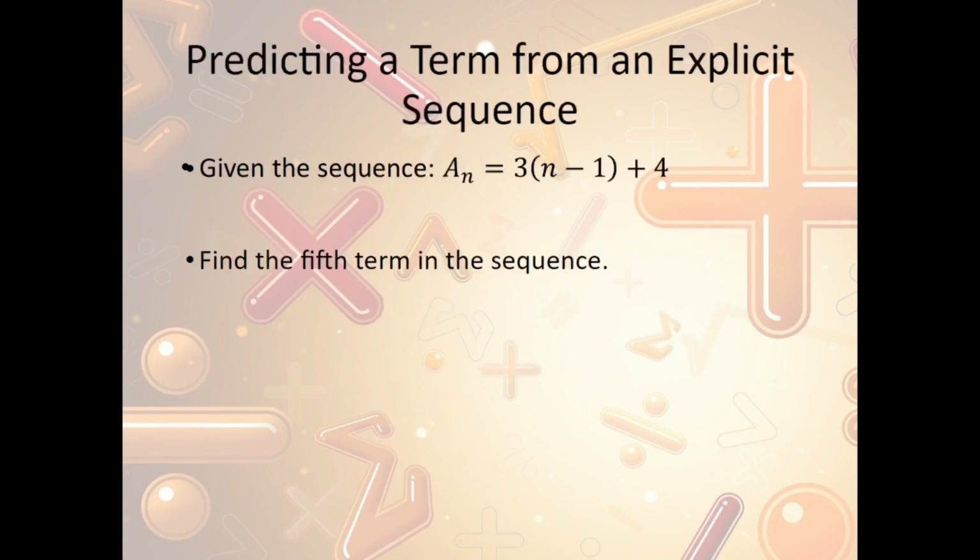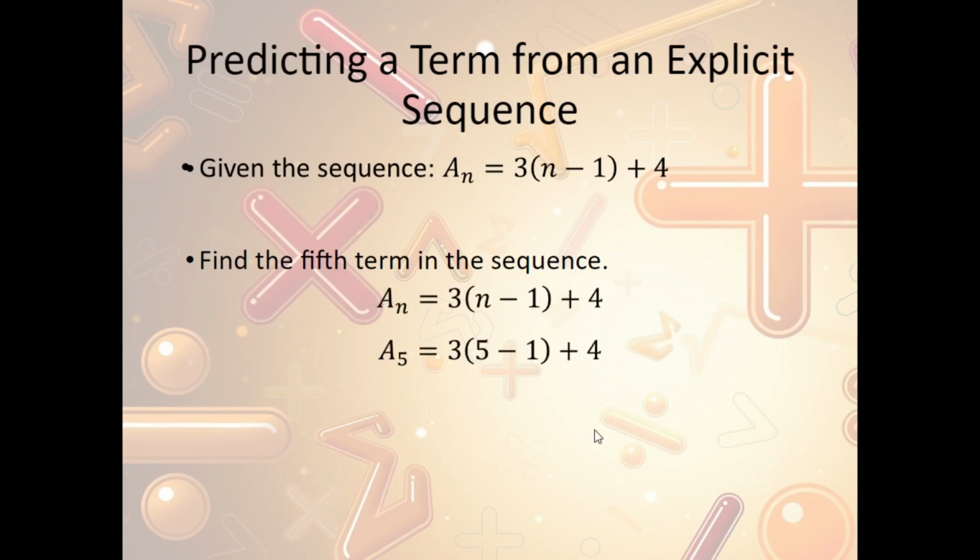Now let's take a look at this one. So we're given that a_n is equal to 3 times (n minus 1) plus 4, and we want the 5th term. So 3 is our common difference, 4 is our first term, and we want the 5th term. So we're just going to plug 5 in for n. So this becomes a_5 is equal to 3 times (5 minus 1) plus 4.